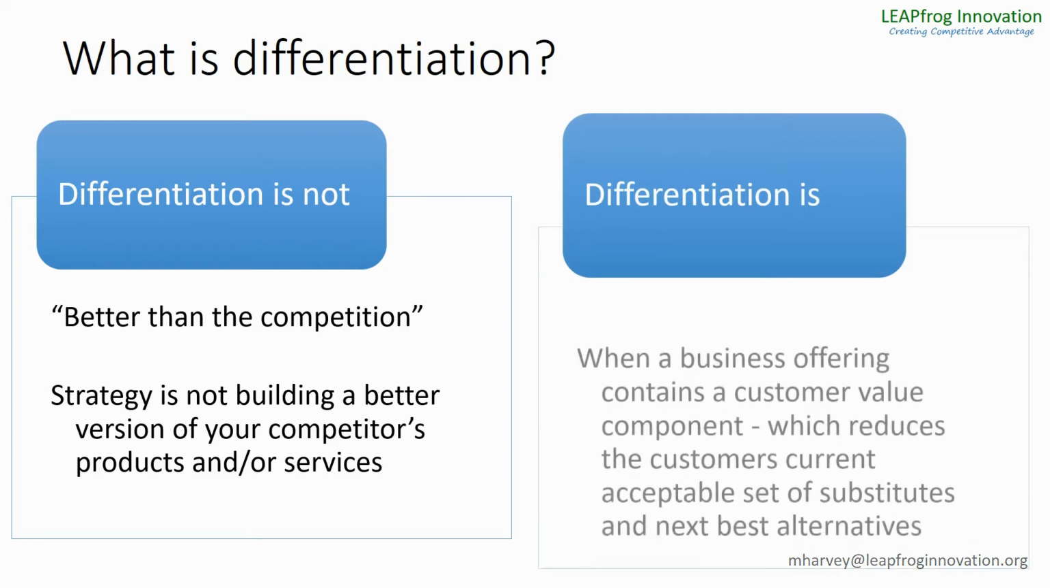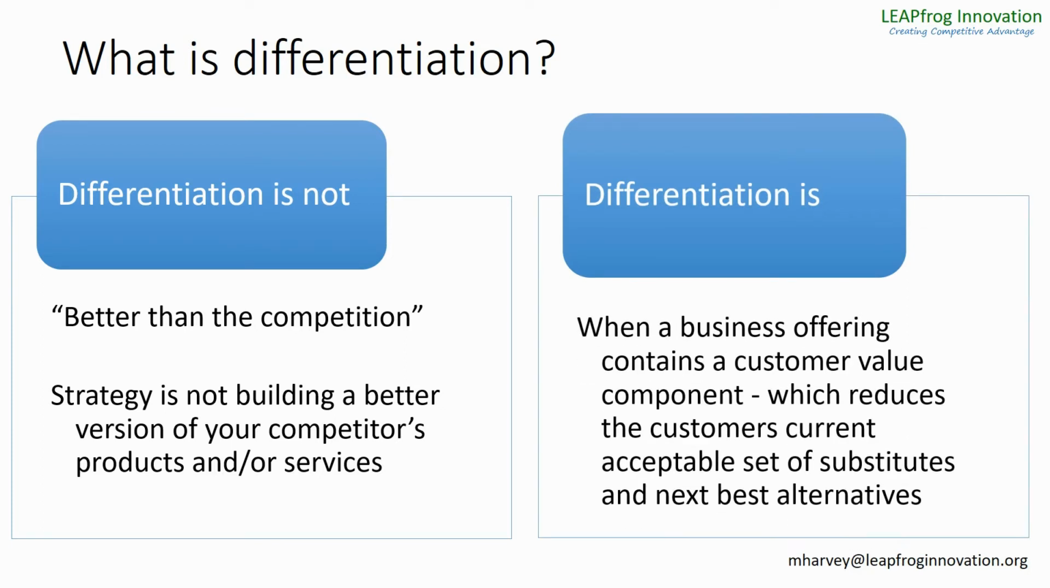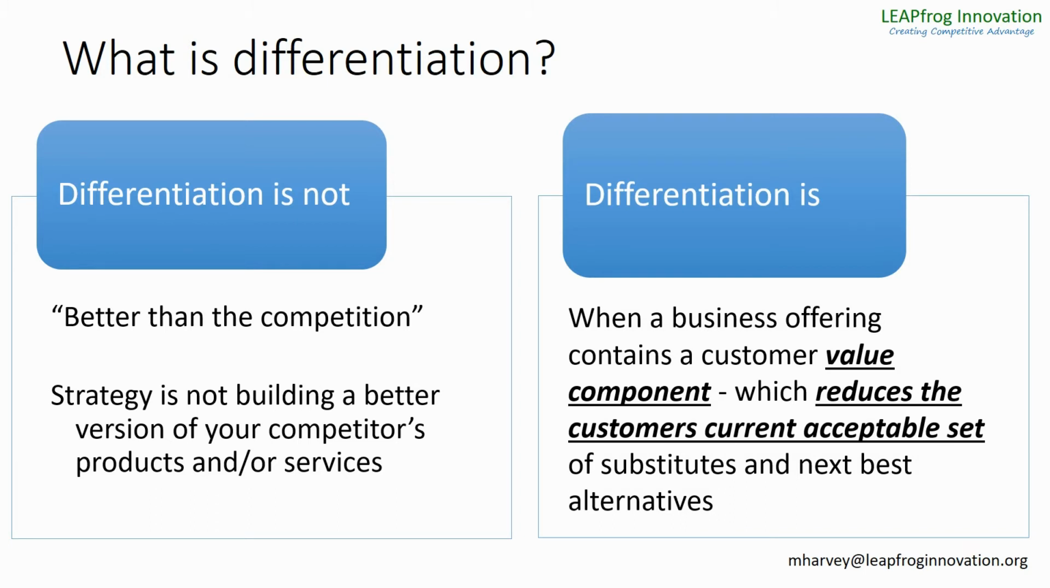Differentiation is when a business offering contains a customer value component which reduces the customer's current acceptable set of substitutes and next best alternatives. There are two key criteria to this definition. First, the offering must contain a value component, something the customer will take action to obtain. And let's be clear, a value component is not a spec or a feature. Customers do not take action to obtain a spec or a feature. They take action to obtain what the spec or feature does for them.